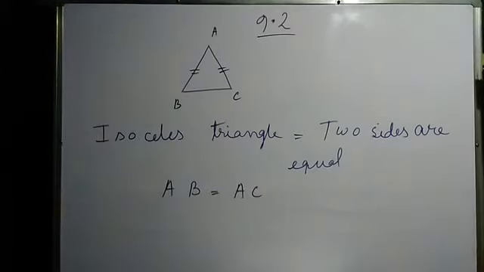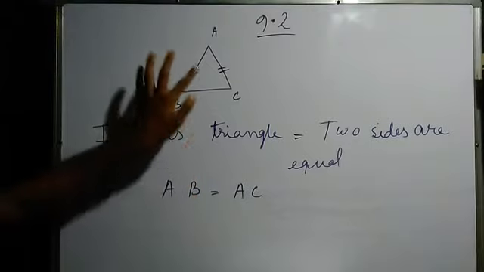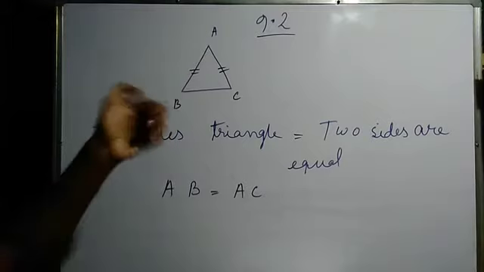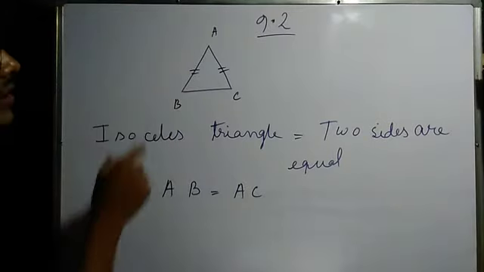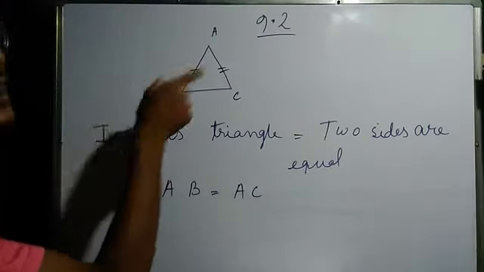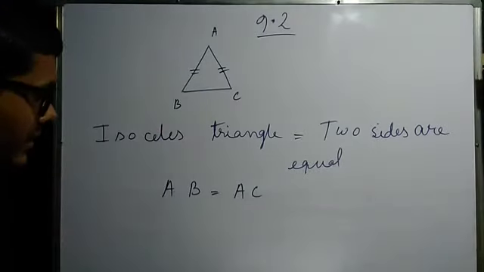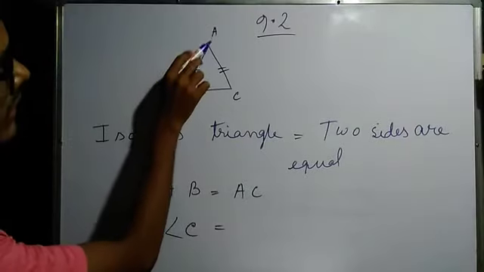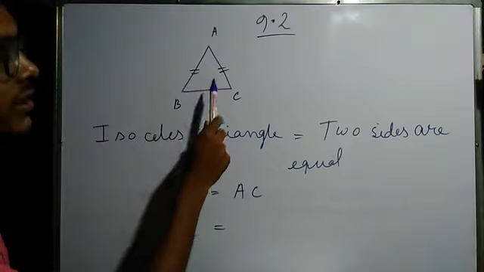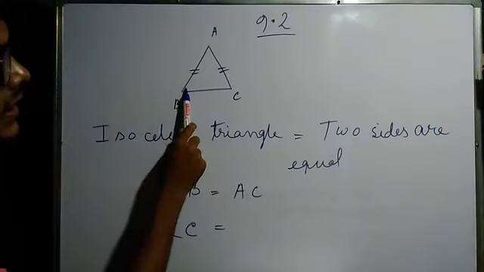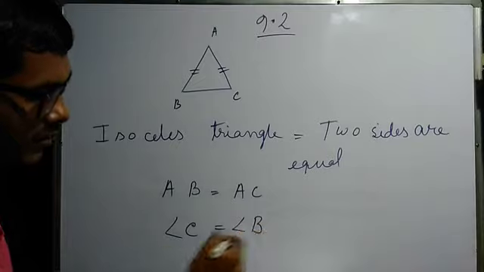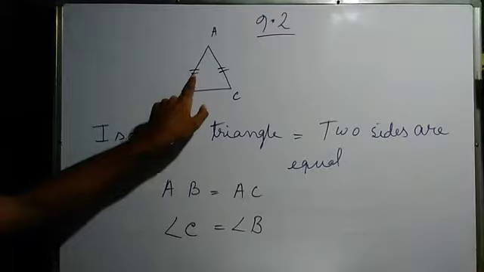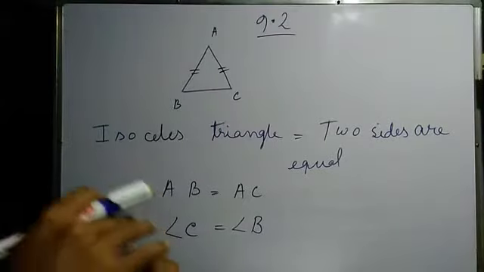We have assumed these two sides are equal. So if two sides are equal, then the angles opposite to these sides are also equal. Take AB. Opposite of AB, angle C is there. And opposite of side AC is angle B. This property we have to use while solving exercise 9.2. If two sides are equal, the opposite angles are also equal.